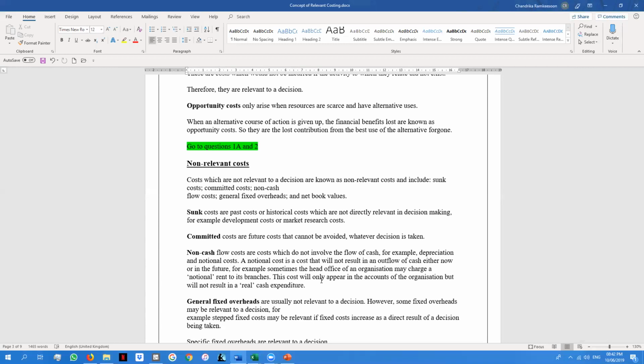Sunk costs, we've met this quite a few times in the past. Pun on the word past there. Sunk costs are past costs or historical costs which are not directly relevant in decision making. For example, development costs or market research costs. Another example, if a company is contemplating a capital investment decision, let's say to expand or to buy a new building, to acquire a new factory, or maybe to take over a company, an acquisition decision.